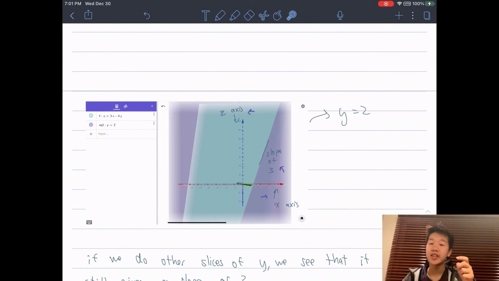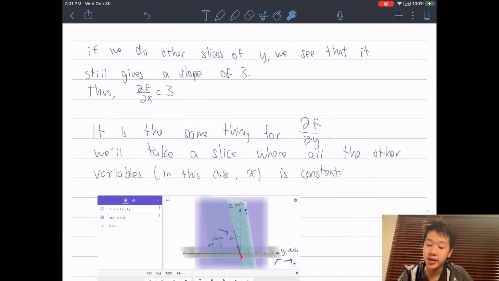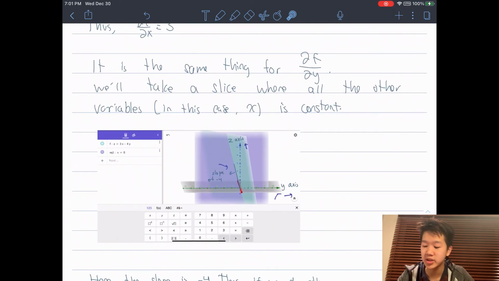Now, it's the same thing for del f over del y. So we'll take a slice where all the other variables, in this case x, are constant. So instead of doing y equals 0 or y equals 2, I'm going to set x equal to 0. And then I'm going to put y on this axis, so moving forward, and z on this axis, so this just looks like a normal Cartesian plane. And you'll see that this gives us a slope of -4 at the intersection.